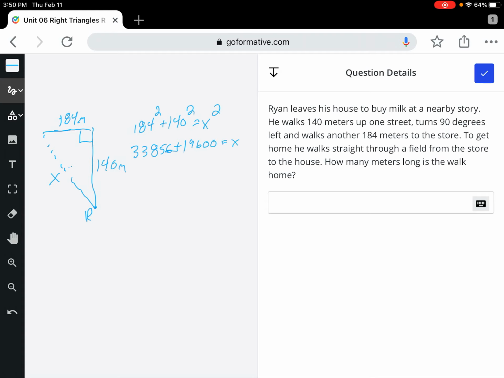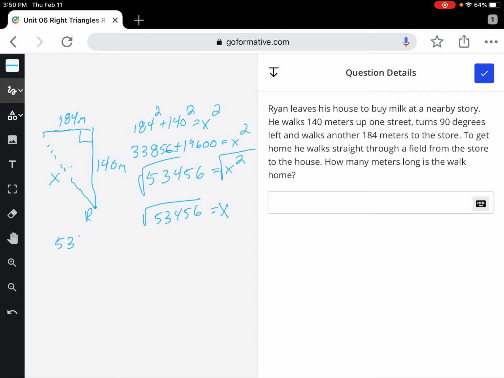33,856 plus 19,600 equals x squared. It's going to be 53,456 is equal to x squared. We take the square root, okay? X is equal to the square root of 53,456. And we can go through and simplify, or we can round our answer to the nearest tenth.